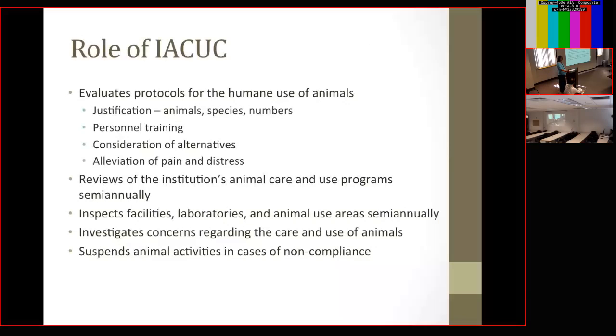In addition to reviewing protocols, the IACUC also reviews the institution's entire animal care program every 6 months. This includes inspecting every room on campus where animals are housed or used, at least every 6 months. They're also the ones who investigate any concerns that are brought to them about animals on campus, and in the event that an investigator is found to be non-compliant, either with their protocol or with the regulations, they have the power to suspend that investigator's research and report them to the federal government.